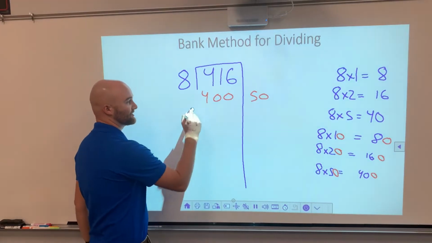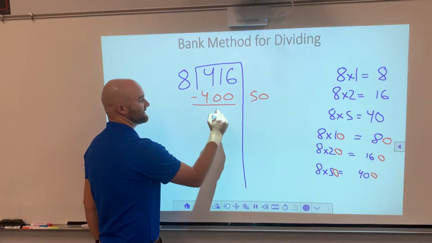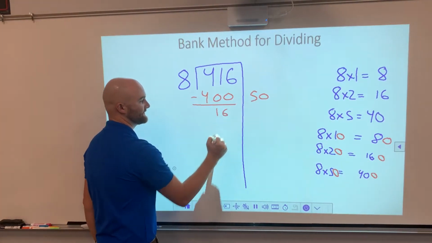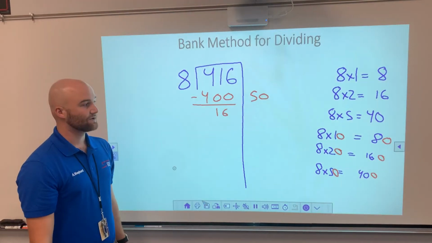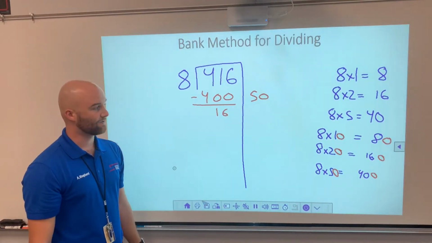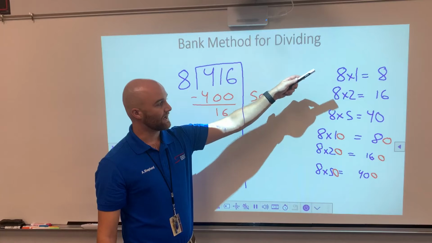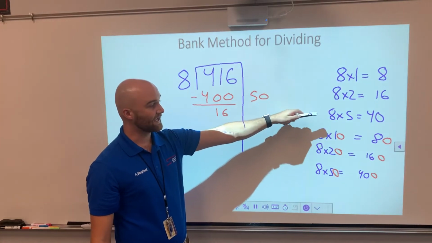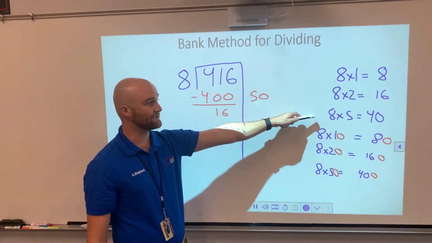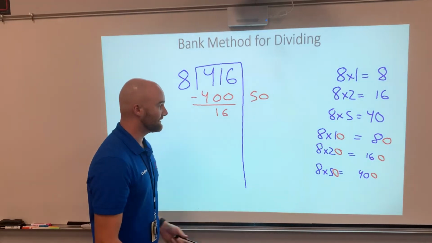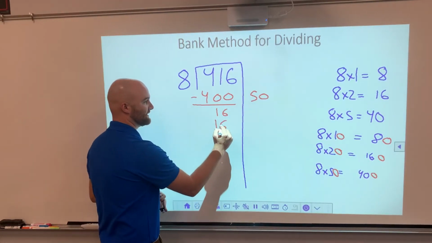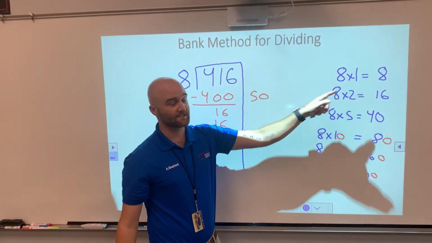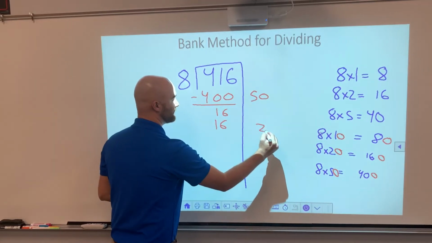Then I'm going to do my subtraction. Minus, and this gives us 16. Now I go back and I ask, what's the biggest thing I can fit in now? Well, I can fit in the 8, I can fit in the 16, I can't fit in the 40, so I can't use this one, but since I can fit in 16, I'm going to write 16 here. And that was 2 sets of 8, so I'm going to write a 2 over here.